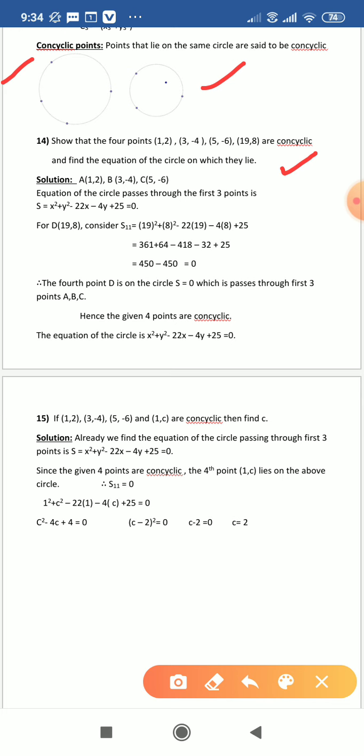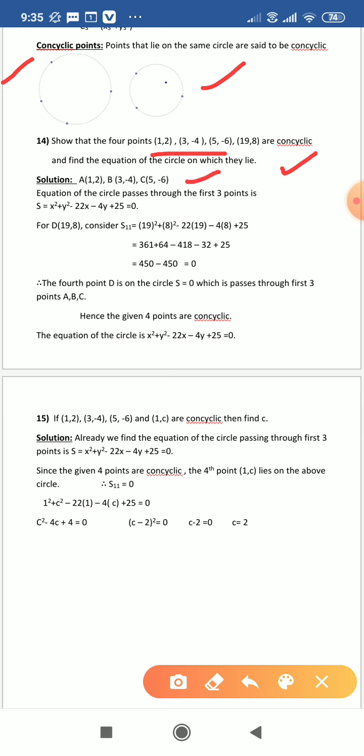To show 4 points are concyclic, first we find the equation of the circle passing through any 3 points, not necessarily the first 3 points, any 3 points. If the fourth point is also on the same circle, that means the 4 points are on the same circle. Hence we say that the 4 points are concyclic. For that, first we find the equation of the circle passing through any 3 points.